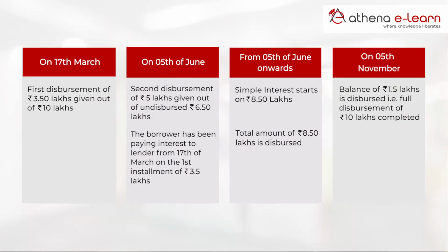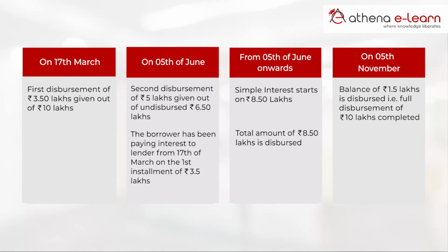Now let's assume 3 months later, your builder makes another demand on you and you come back to the lending institution and you as a lender get the second request for disbursement and you decide that you can disburse 5 lakhs now based on the demand, based on the progress of the work. So this happens say on the 5th of June in the same year.